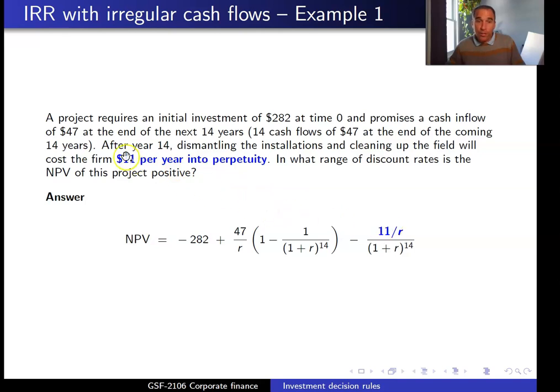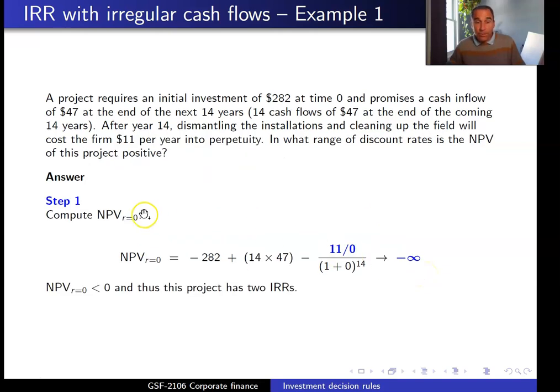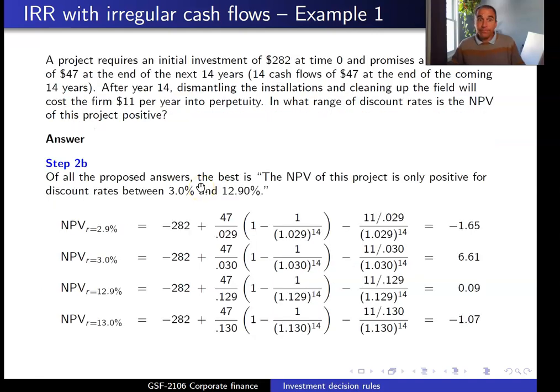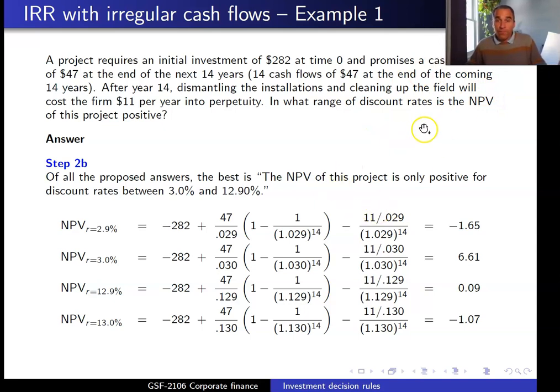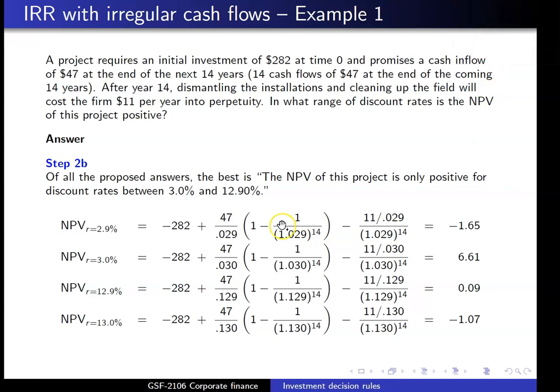Whenever there's no depreciation in the cleanup cost, the last term includes a term costs divided by r. So for sure, when r goes to 0, this goes to minus infinity. So what is the NPV of this project when the interest rate is equal to 0? It's minus infinity. But whenever you have constant cleanup costs forever, you know that you have a case with two internal rates of return. Then we have two internal rates of return, so we go to step 2B.